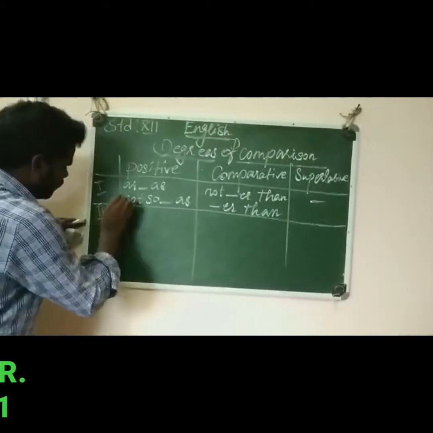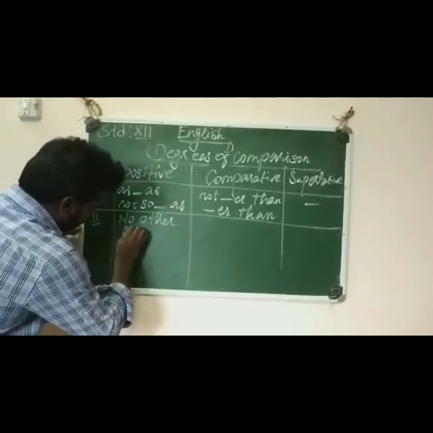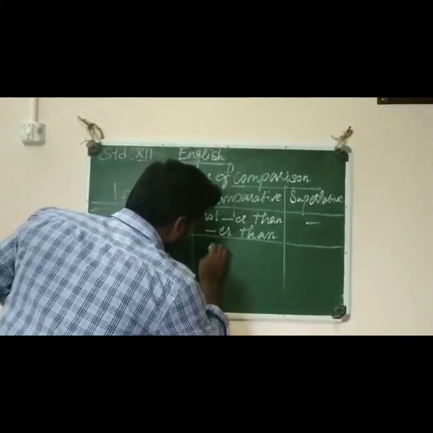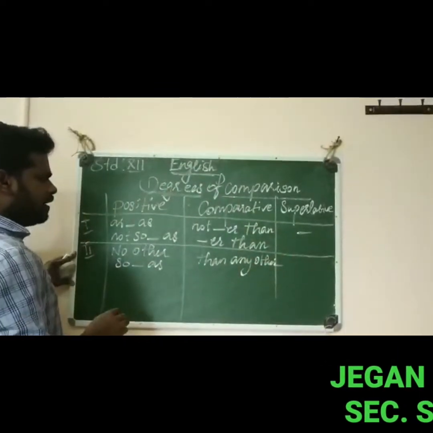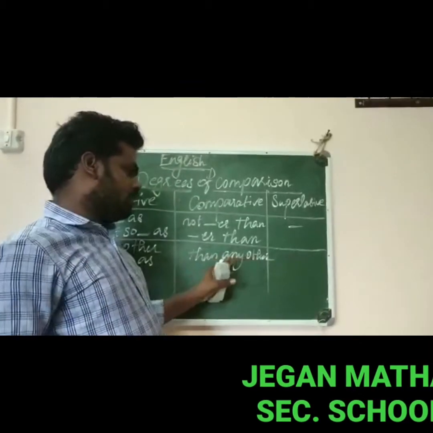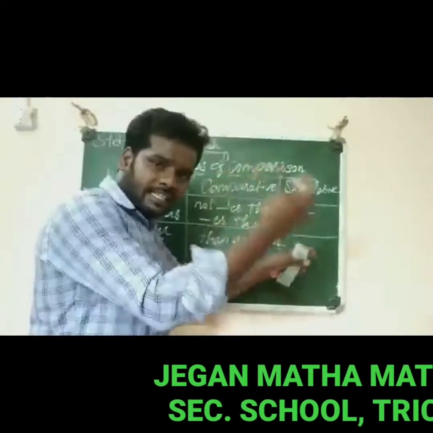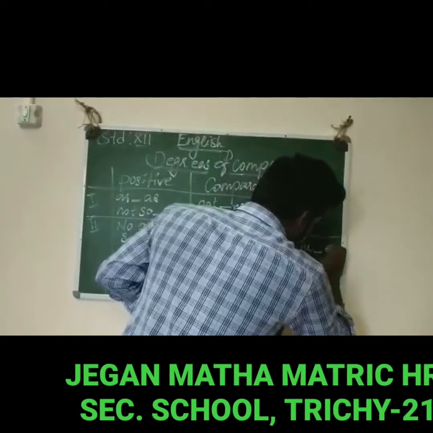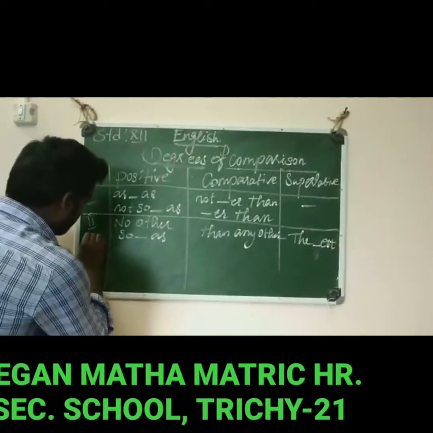Second type: no other, so, as. The comparative degree: than any other. Superlative degree, second type: the est. For example, taller than any other. Superlative: the tallest, the greatest, any one adjective, the est. That is an adjective, est. Okay, so this is second type.